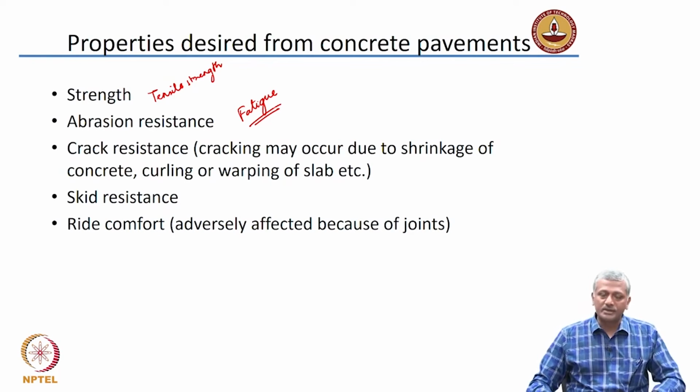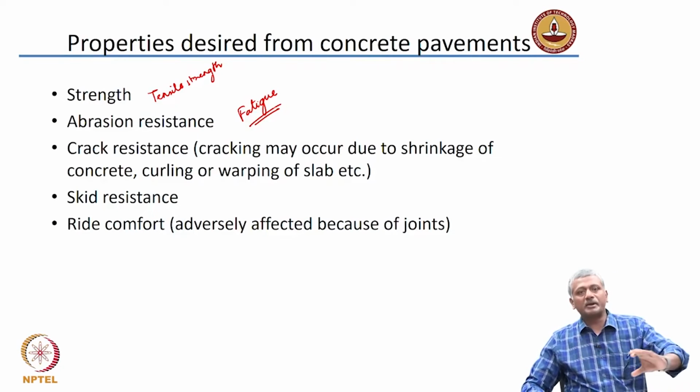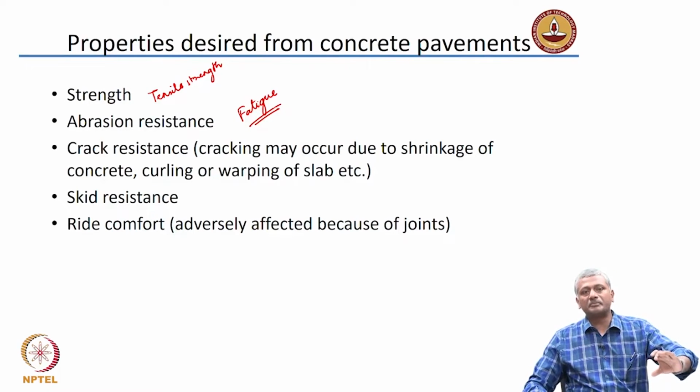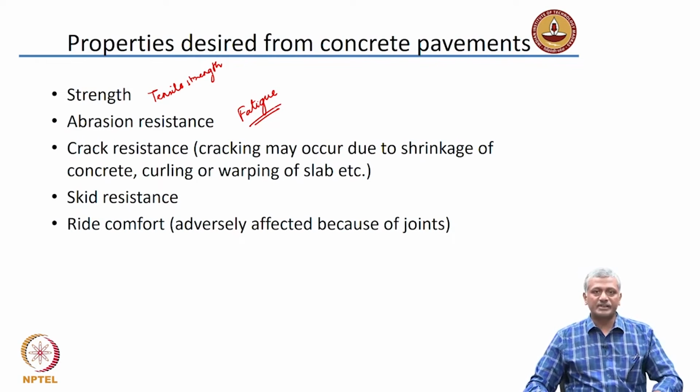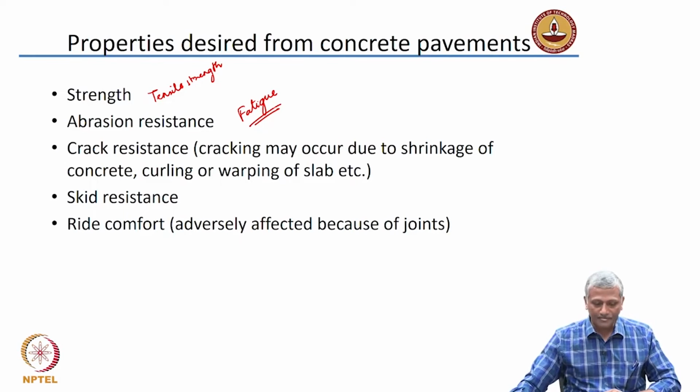So, very often what is done in countries abroad is that even though your main structural pavement is actually a concrete rigid pavement, they sometimes use a surfacing of asphalt concrete on top of the concrete pavement. They put a surface layer of asphalt concrete on top of the concrete pavement. So, that is an interesting example of a composite sort of a pavement deck. So, these are the properties that you want from typical concrete pavements.